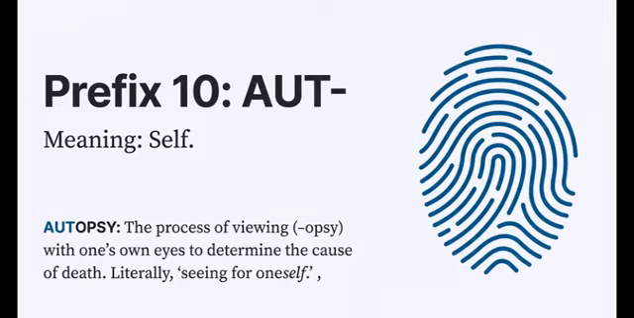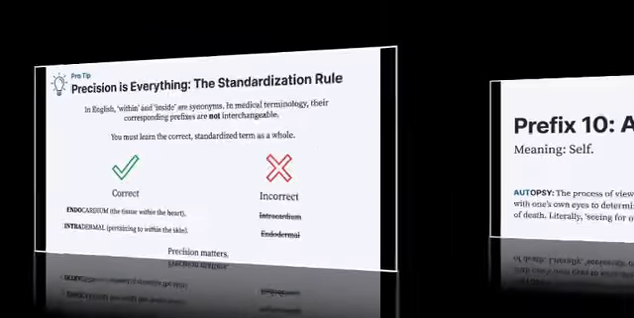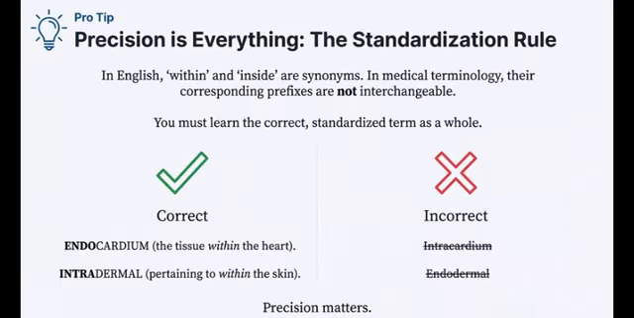We see this in terms like autopsy. In this term, the prefix means self. And autopsy literally means to see for oneself. Okay, so now that you have 10 prefixes under your belt, I want to share a super important rule of thumb. Seriously, this is something that can trip up a lot of people, and it's all about being precise.